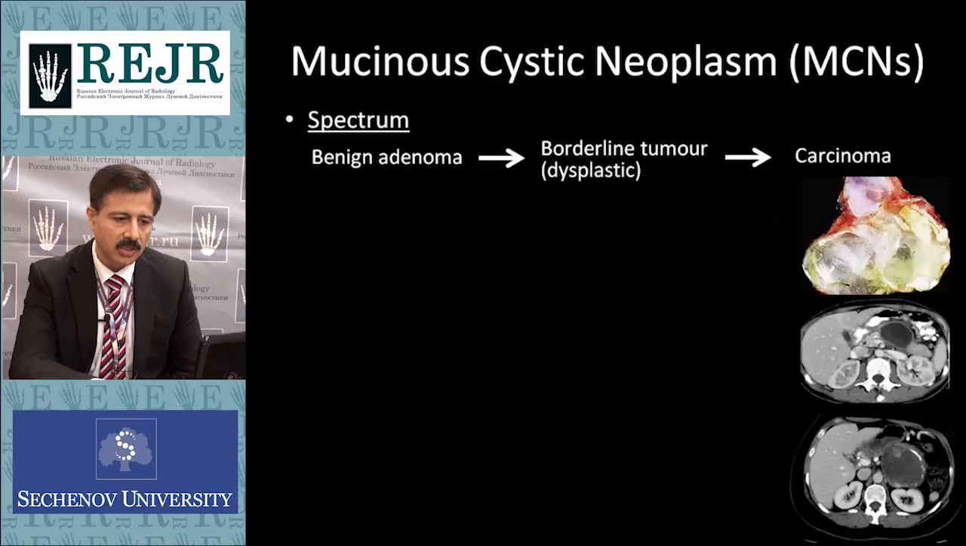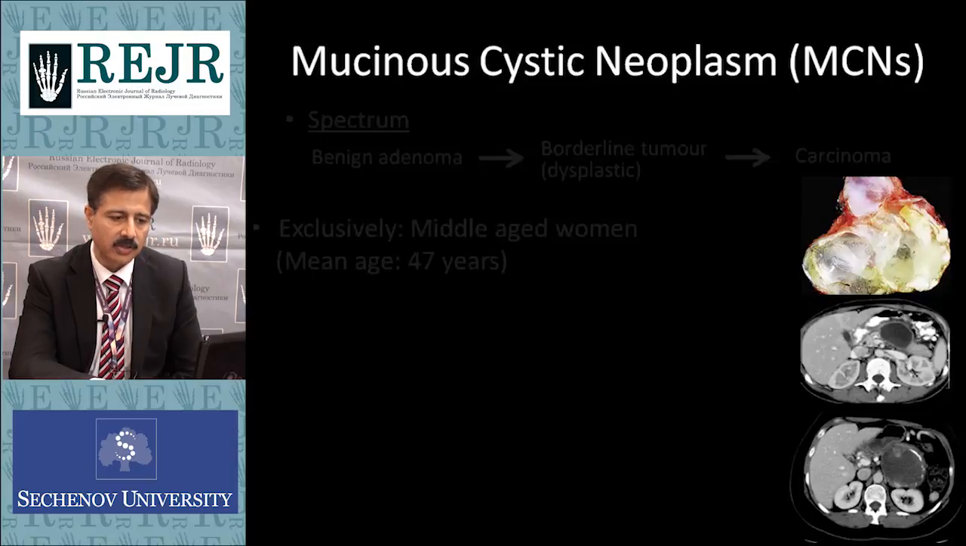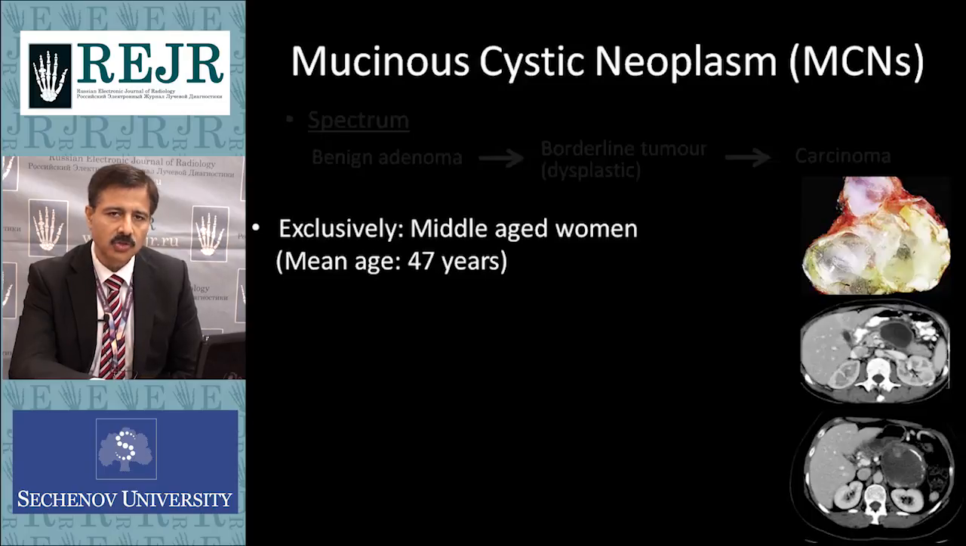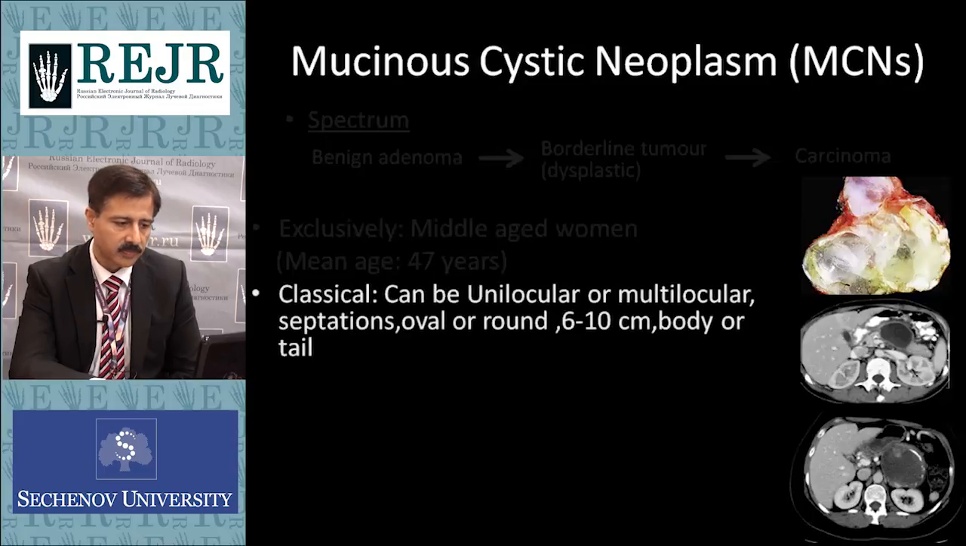Now, mucinous cystic neoplasm is a spectrum. There is a benign spectrum which is known as an adenoma, but then there is a concept of malignant degeneration, and the lesion can degenerate into a carcinoma. This tumor is exclusively seen in middle-aged women. Mean age is 47 years. So this is an exclusive female tumor.